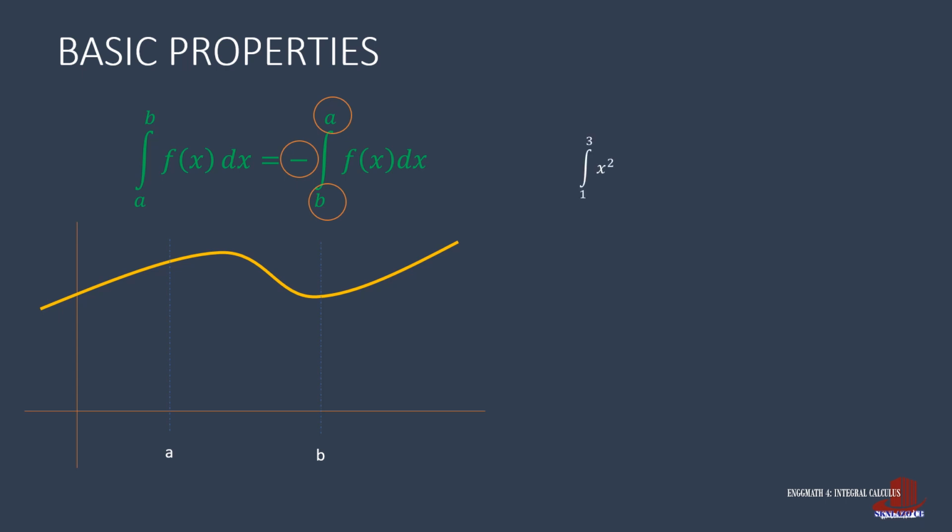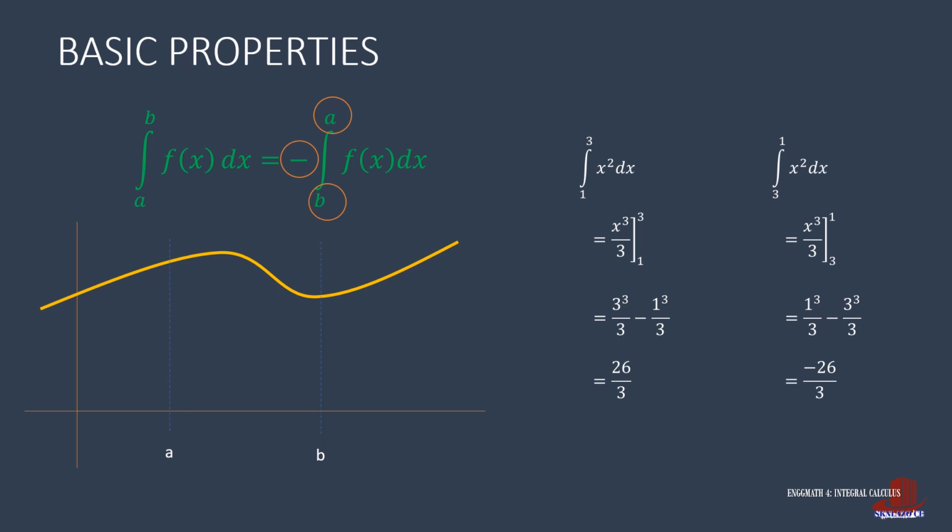For example, take the antiderivative of x squared dx, which is solved as x cubed over 3 with limits from 3 to 1. So working with the limits, we get 3 cubed over 3 less 1 cubed over 3, simplified as 26 over 3. Similarly, take the same integral but with the limits reversed, from 1 to 3. The antiderivative of the function will still be x cubed over 3. Then plug in the limits to get 1 cubed over 3 minus 3 cubed over 3, resulting in negative 26 over 3.